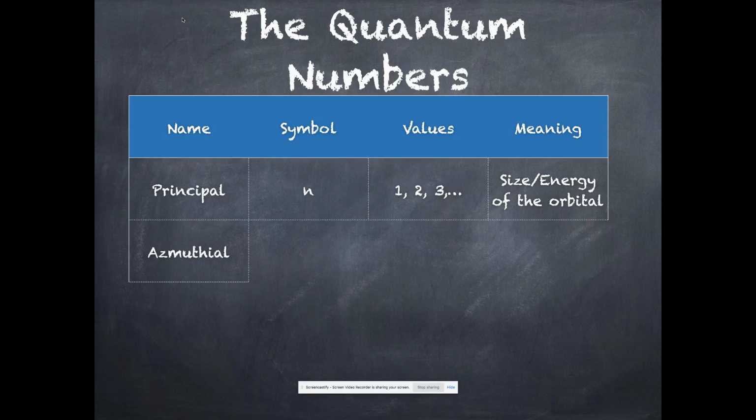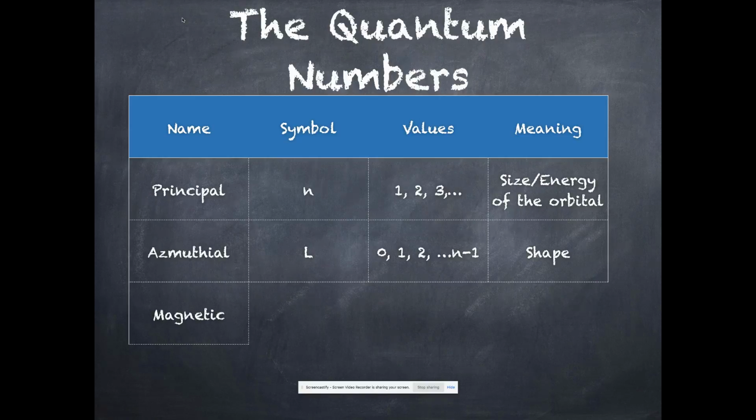The second quantum number is called the Azimuthal. We give it the symbol capital L. Some people use the lowercase l. It just depends what book you're reading on that one. The values can be 0, 1, 2, all the way up to n minus 1. Now again, no negative numbers, no fractions, but this time 0 is included. So the value of the principal quantum number will determine the possible values of the Azimuthal quantum number. And this tells us the shape of the orbitals. We'll look at those in a little bit.